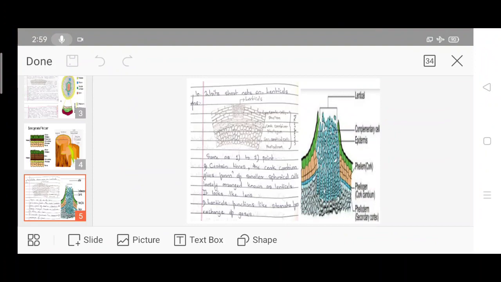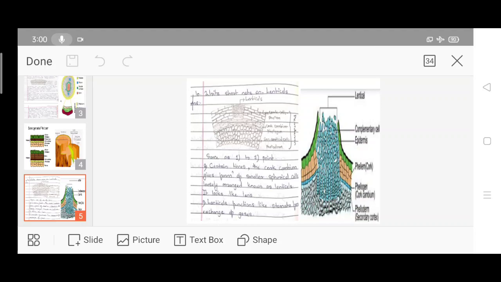After the formation of the periderm, sometimes the cork cambium gives rise to smaller spherical cells which are loosely arranged, known as the lenticels. What happens is that sometimes the cork cambium develops smaller spherical shaped cells which are loosely arranged in the phellem region, and these cells look like lenses. These cells are nothing but the lenticels.